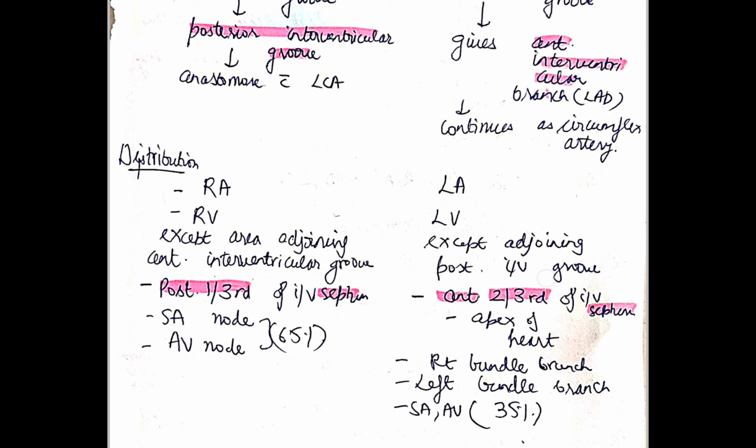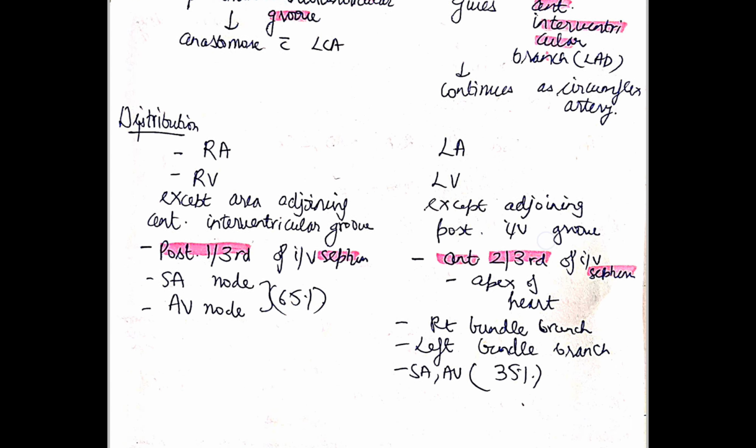Then the SA node and AV node, in 65% of people, are supplied by the right coronary. Then the bundle branches, right bundle branch and left bundle branch, and the apex are all supplied by the left coronary.